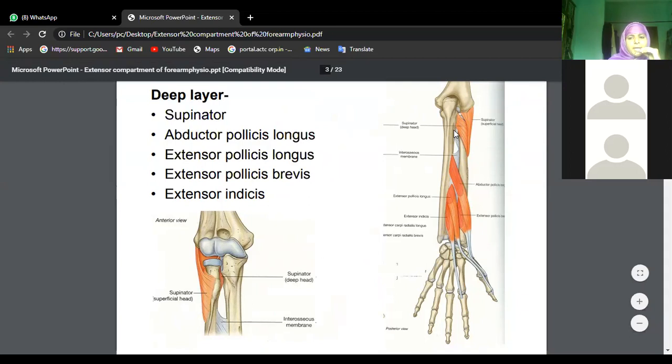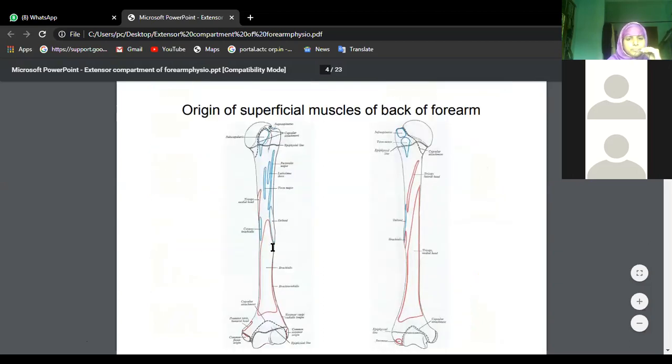This is supinator. Do you remember we studied supinator with the radial nerve, the deep branch of the radial nerve? Doesn't it go deep to this muscle, supinator? Then abductor pollicis longus, and the other muscles we have: extensor pollicis longus, extensor pollicis brevis, and extensor indicis. Now let us see the origin and insertion of these muscles.